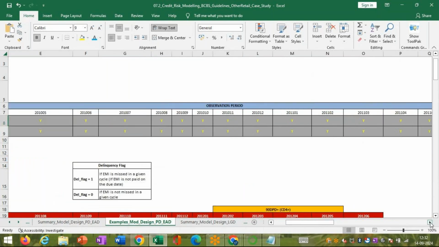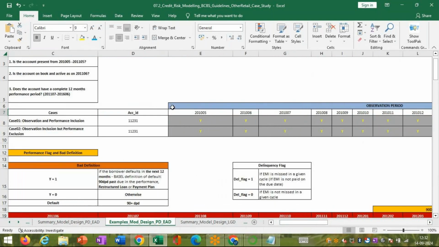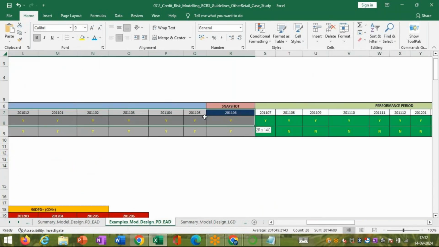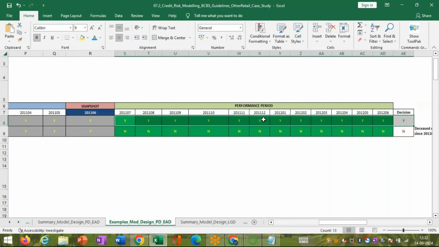Now, my reference snapshot month was 2011-06. So this customer had to be present from 2011-05 back to 2010-06, so that is the 13 months of observation. Because the customer was there for the last 13 months, active on the books of the bank, I have put him in this snapshot. Now, in the next 12 months, the customer has been there as well. So for this customer, there were 13 months of observation and 12 months of performance.